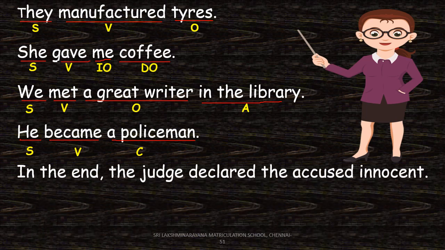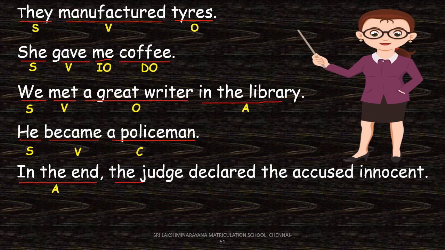Next sentence, in the end, the judge declared the accused innocent. Here, in the end is the adjunct. How do you say it's an adjunct? Because you just raise a question, when. So when did the judge declare the accused innocent? In the end. It denotes when, it denotes the time. So in the end is the adjunct.